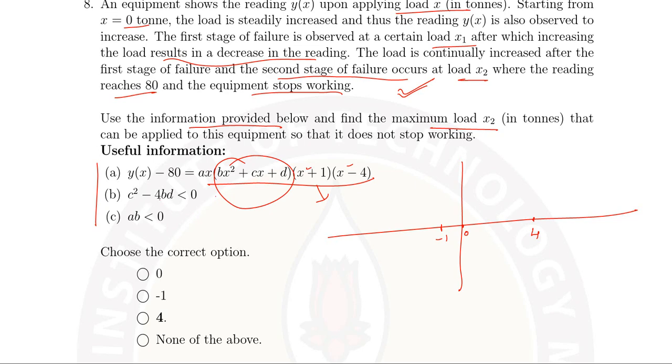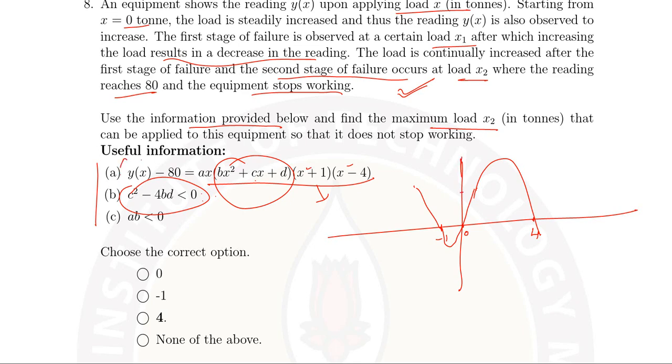But as we can see here, c square minus 4bd is less than 0, right? So this is nothing but the discriminant of this quadratic equation being less than 0. That means there are no real roots over here. So roughly this graph could go something like this, and so on and so forth. So we are not interested in the other values.